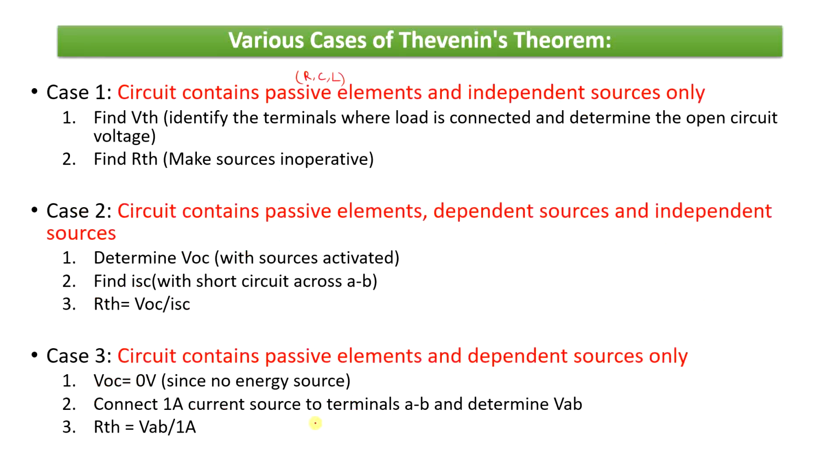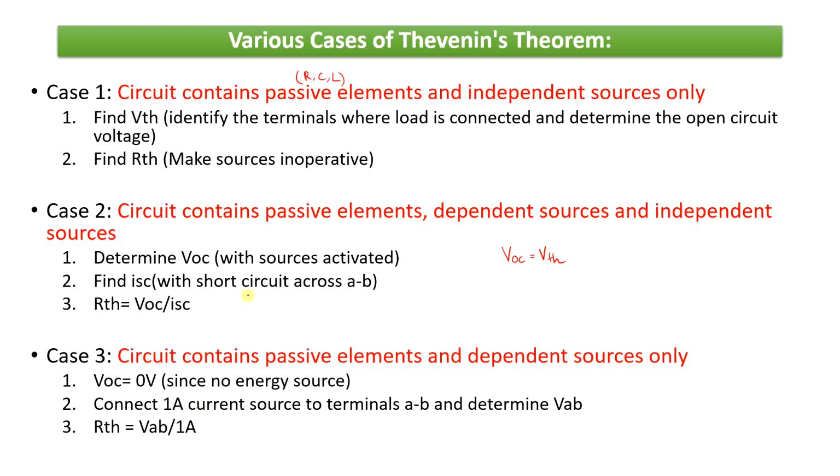The circuit contains passive elements, dependent sources and independent sources. Whenever you have both dependent and independent sources, you cannot solve it in a regular manner. So first you need to determine the VOC. VOC is nothing but equal to the Thevenin voltage itself, when all the sources are present. The procedure to compute the Thevenin voltage will be similar to what we have seen previously. It is a name that is used interchangeably.